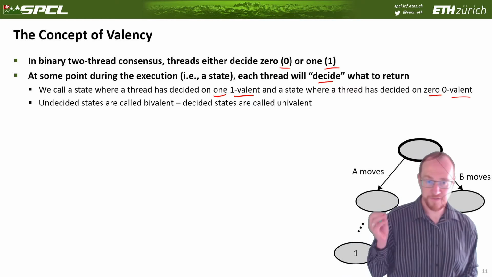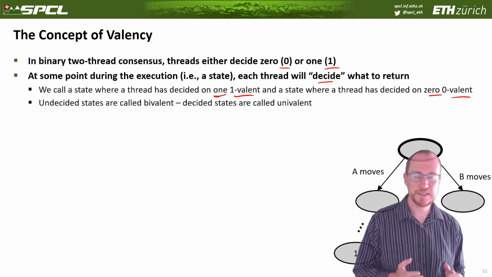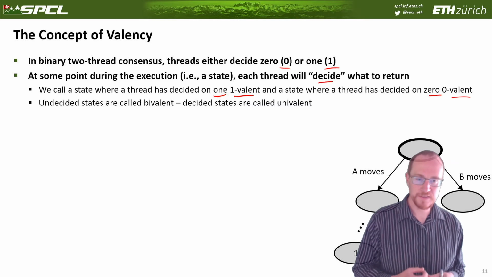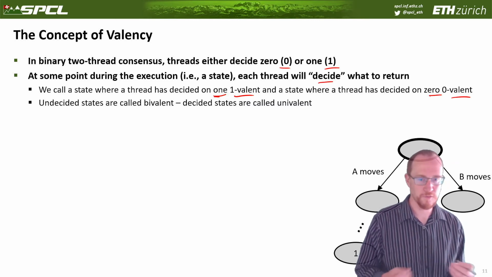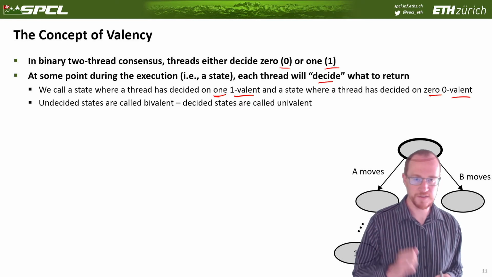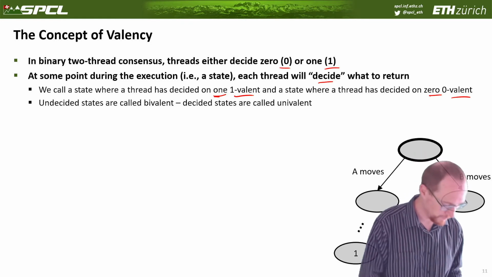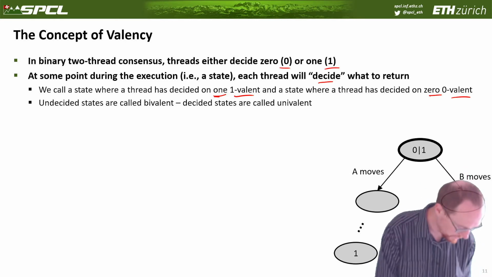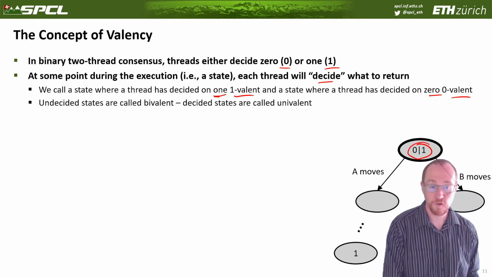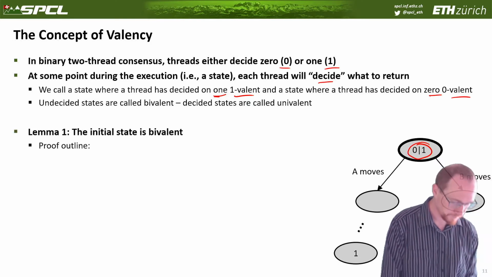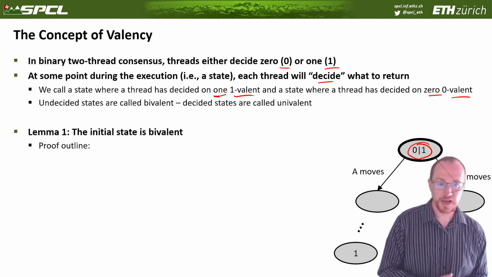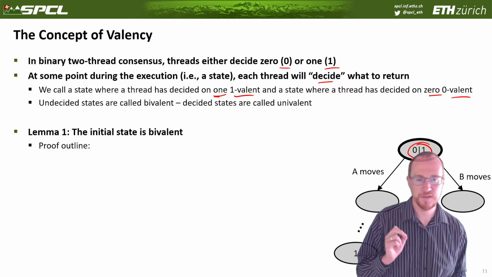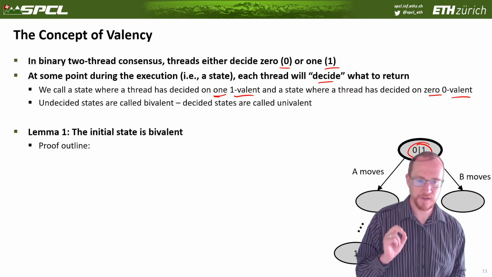Okay. We also have so-called bivalent states, which means the state has not decided what to return, either 0 or 1. Right? Both 0 valent and 1 valent states are called univalent because they have one decision already made, so they have one valency value already fixed. For example, here the initial state is bivalent because it could be 0 or 1 as an output. And this generalizes for any consensus protocol you can construct. The initial state must always be bivalent, excuse me, for any binary two-thread consensus.